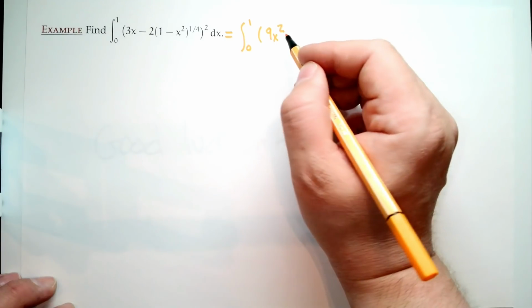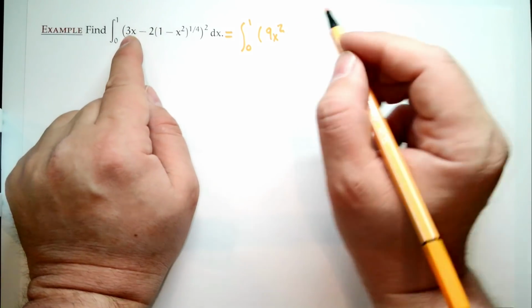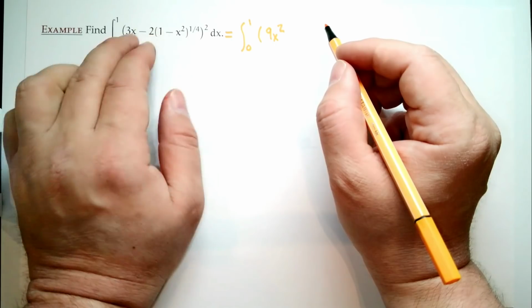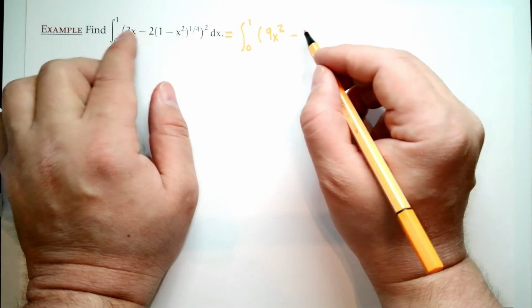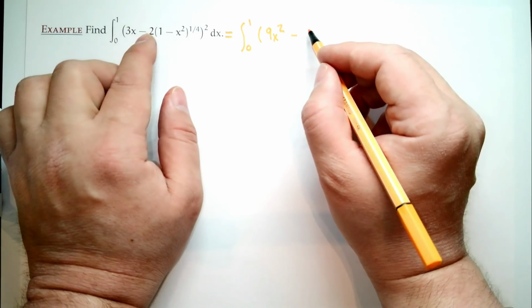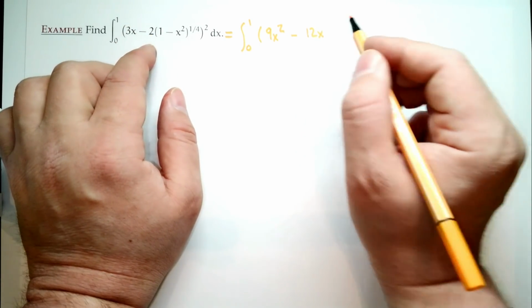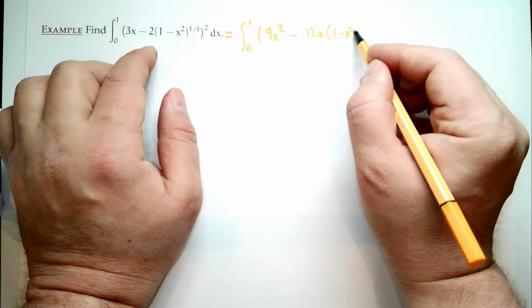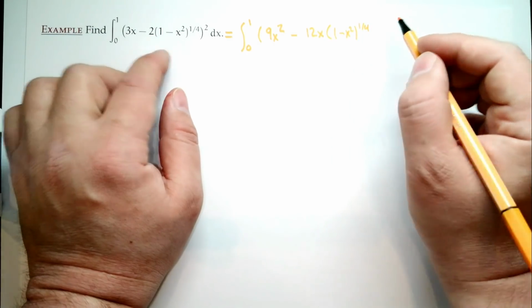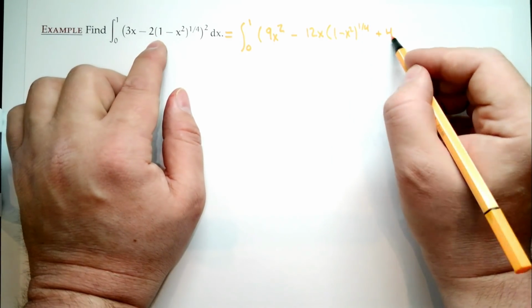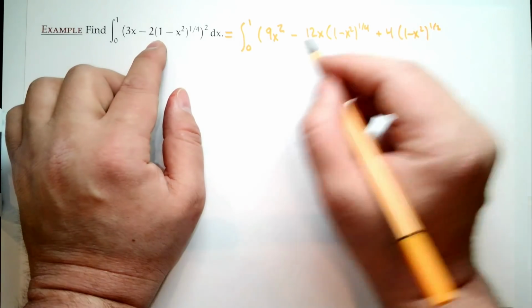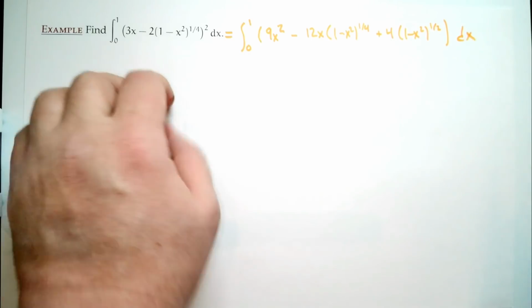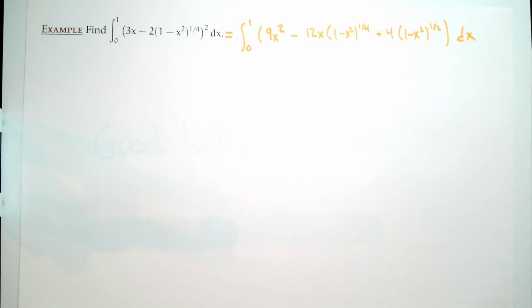We square it. So 9x squared, because we squared the first term. Then we're going to double. So it's like a squared, then 2ab. We're going to have a subtract. So 2ab will give us 12x, 1 minus x squared to the 1/4. Then the last term will be plus 4, 1 minus x squared to the 1/2. Okay. So there we go. We have that integral. That's a little bit faint. Sorry about that.